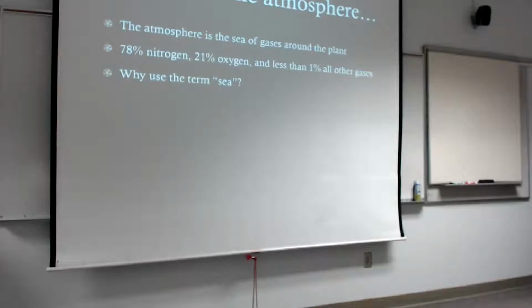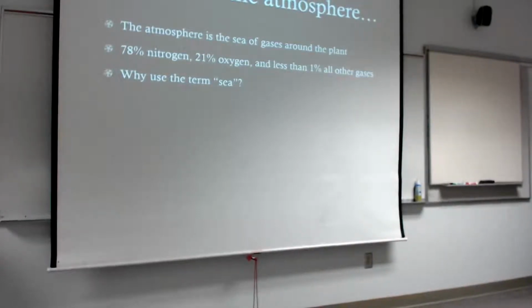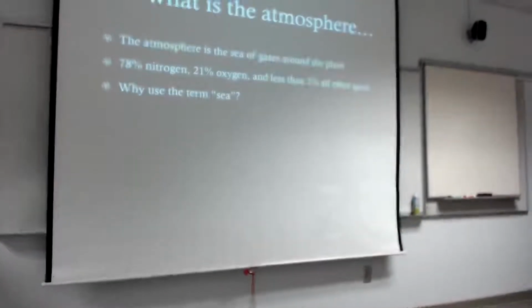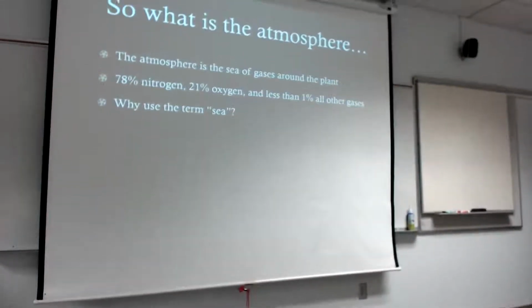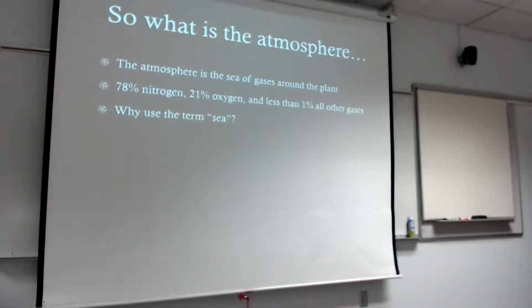It's a sea of gas around the planet. That's it. It's roughly made up of a little over 78% nitrogen, a little over 21% oxygen, and less than 1% of all other gases. That is our atmosphere.